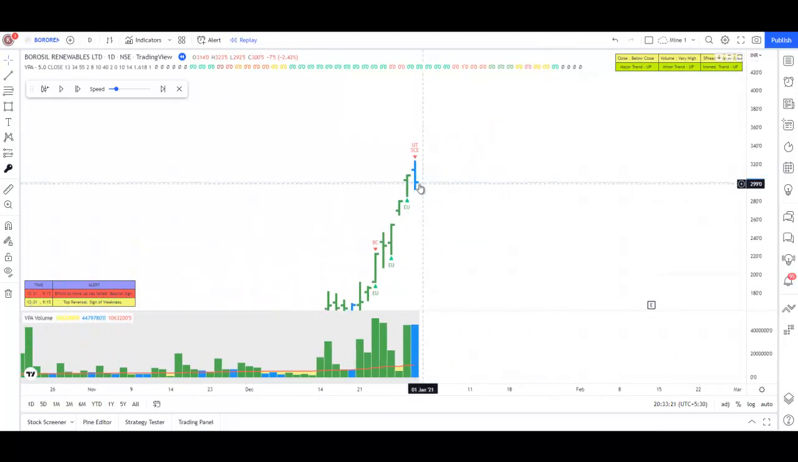So this bar, as you can see, was on high volume and the close was at the lower end, and it happened after a high volume bullish bar. So here the background is very bullish. As you can see, there has been a good up move. The background has been bullish here.